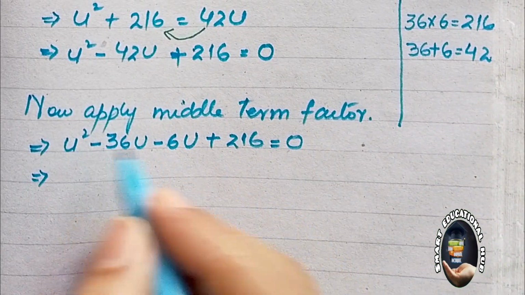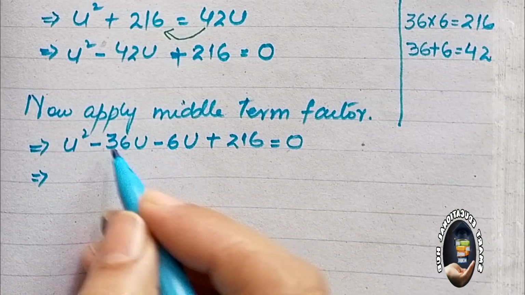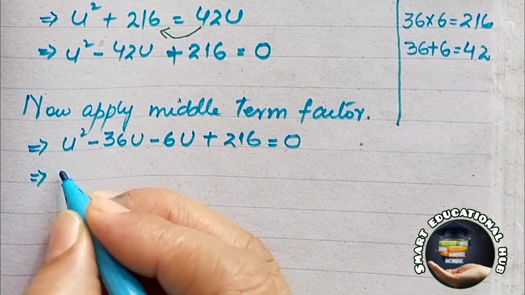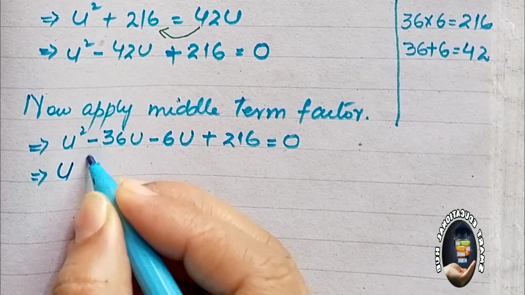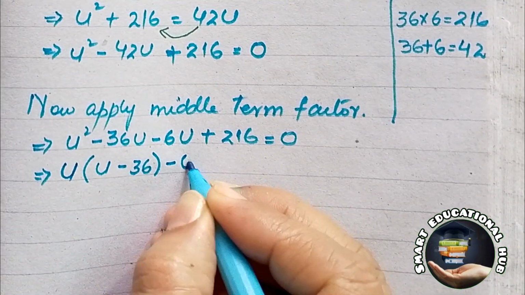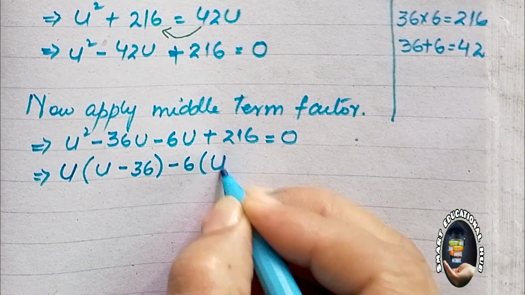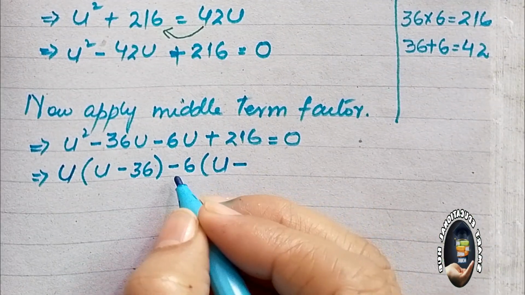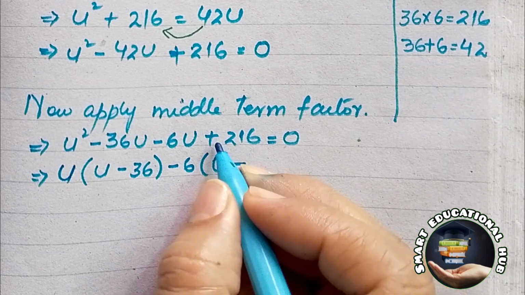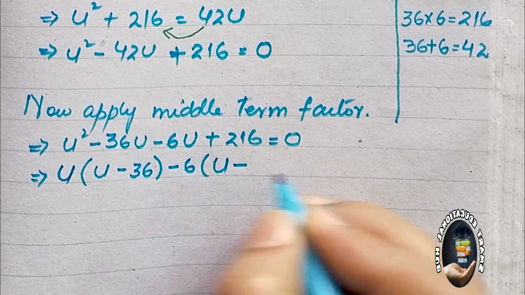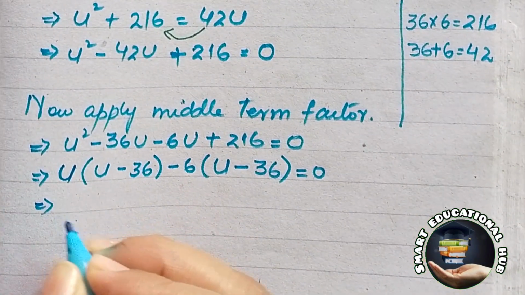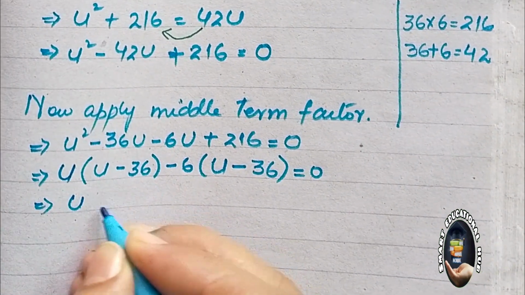Okay, now we will take common of two terms, like u square minus 36u. In these two terms, u is common, so in the first term u remains, minus 36. So minus 6 into bracket u, while the minus sign is taken before the bracket, so the internal sign will be changed. So plus will be converted into negative, and 6 times 36 is 216.